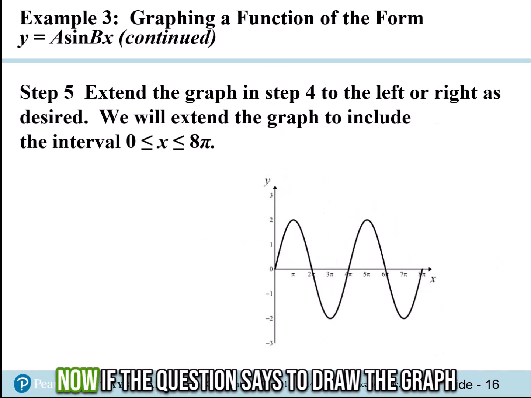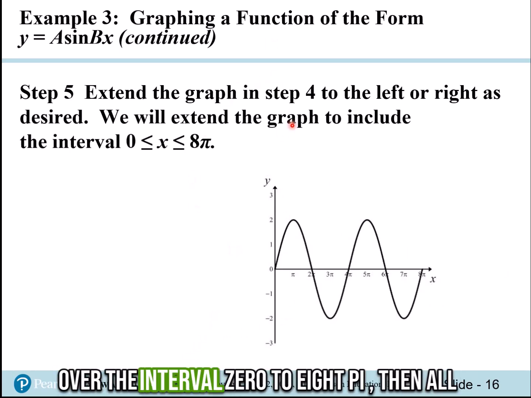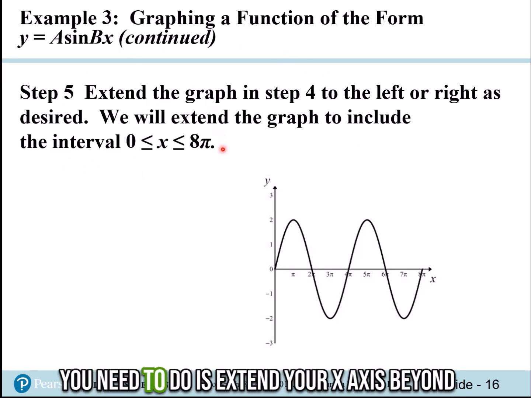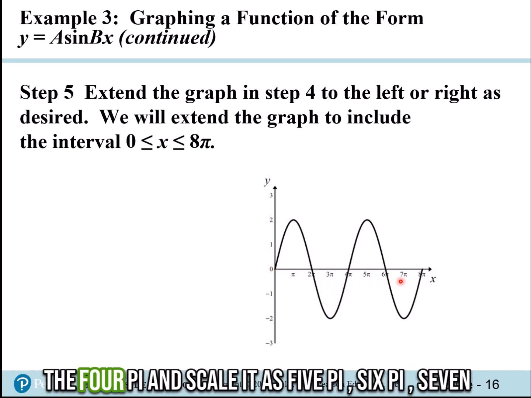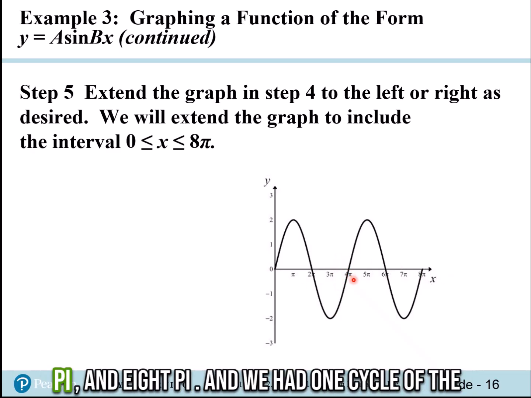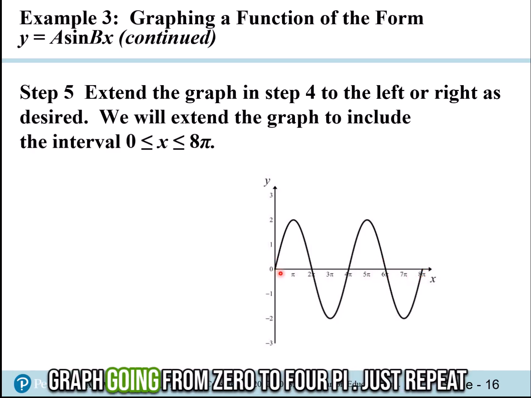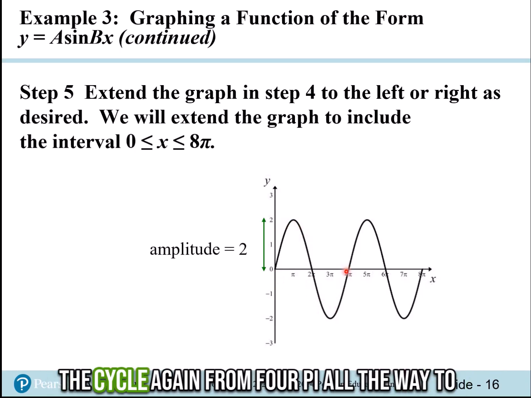Now, if the question says to draw the graph over the interval 0 to 8 pi, then all you need to do is extend your x-axis beyond the 4 pi and scale it as 5 pi, 6 pi, 7 pi, and 8 pi. And we had one cycle of the graph going from 0 to 4 pi. Just repeat the cycle again from 4 pi all the way to 8 pi.